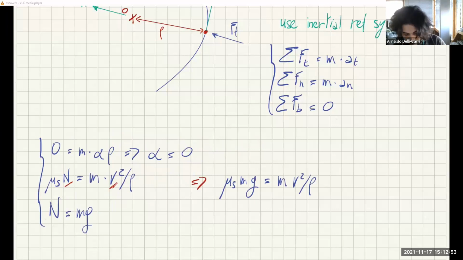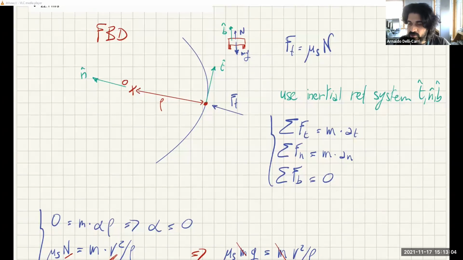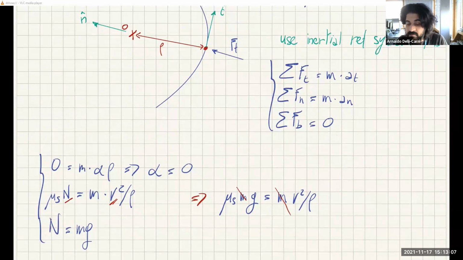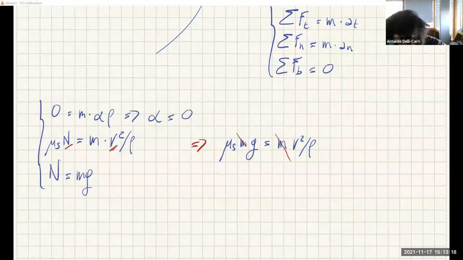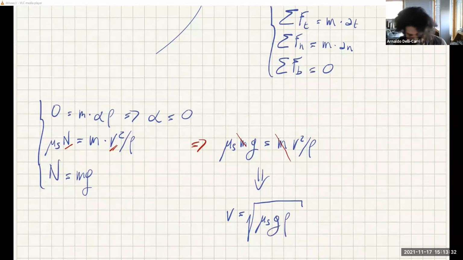And lo and behold, what we found is that this is independent from the mass. So it doesn't matter how much the car weighs, if it's a car or a truck or a bicycle, doesn't matter. It's the same friction force that you need. So this maximum speed you can have, v, is the square root of mu s rho g, g times rho.